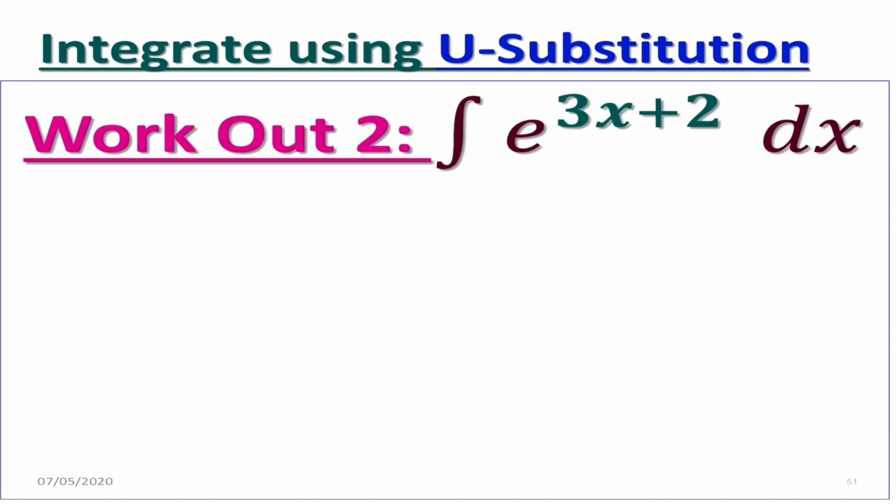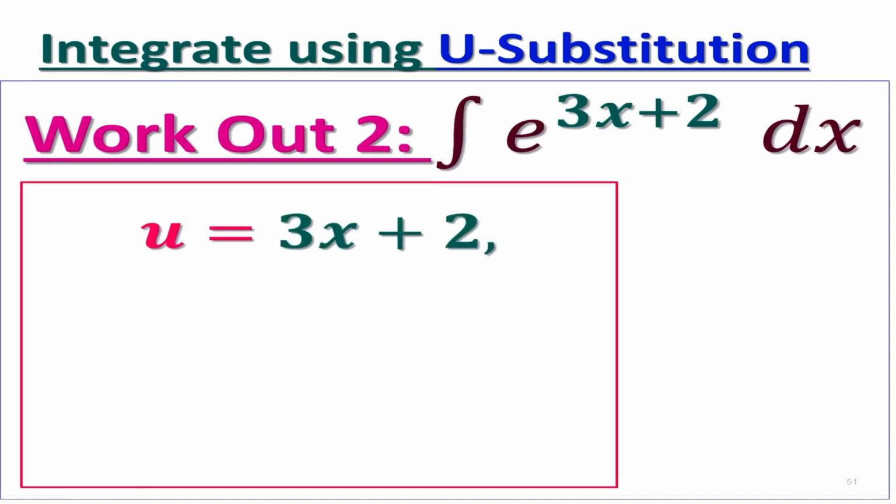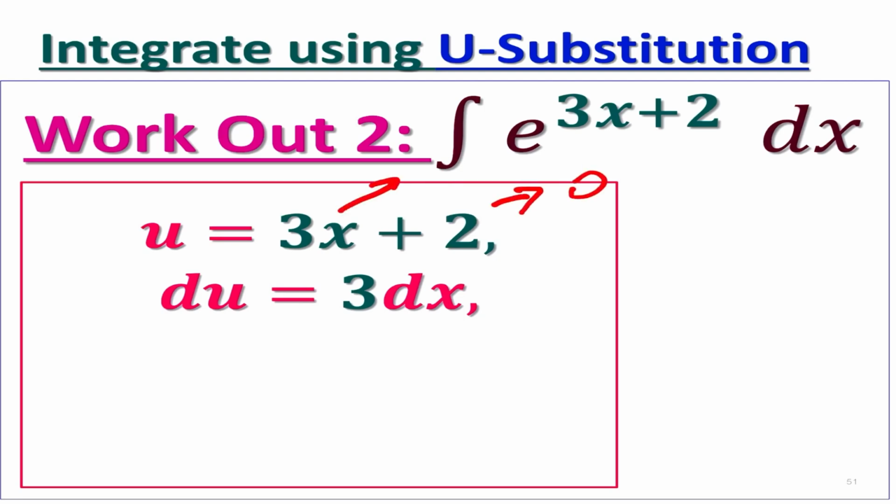Alright, let's have a look at the second example. Say we have e to the 3x plus 2 dx. So let's set your u. Your u is going to be the power, 3x plus 2. So the next step, we're going to find du by differentiating 3x plus 2. Remember, derivative of 2 is just 0, derivative of x is 1, and you are going to be left with 3, and we have to attach dx.